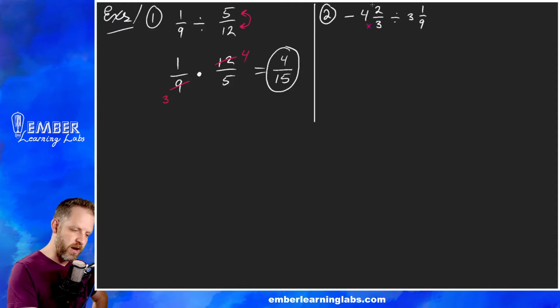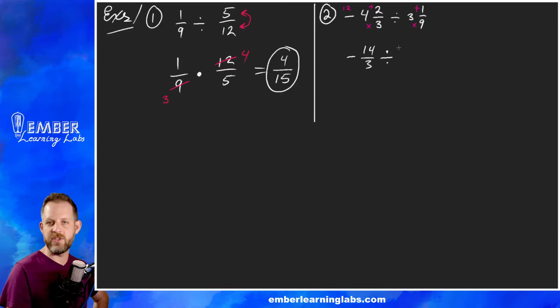So for each one, we're going to multiply and then add. Multiply and then add, right? So 4 times 3 is 12. 12 plus 2 is 14. So this first one is negative 14 thirds. I'm going to leave this as division. You could skip and switch this into flip it right now, but that's a lot to do in your head. So I'm going to go ahead and wait and do that step second, right?